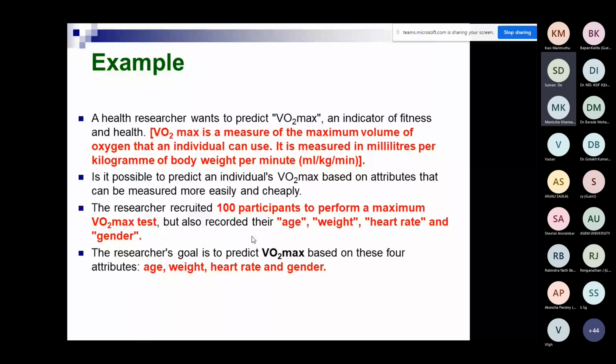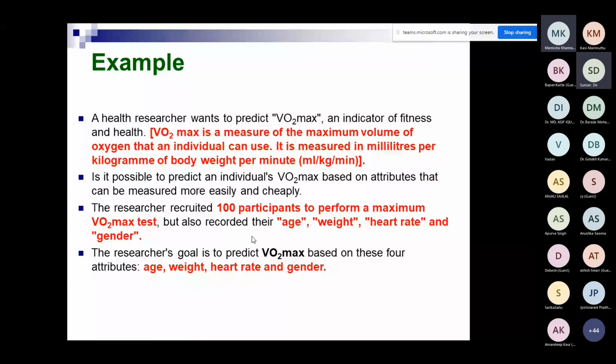Sir, if we have one independent variable and there are 4 or 5 dependent variables, can we run regression on that also? Definitely no. You can go for multivariate analysis of variance, MANOVA. You have one independent, several dependent, means you can go for MANOVA.